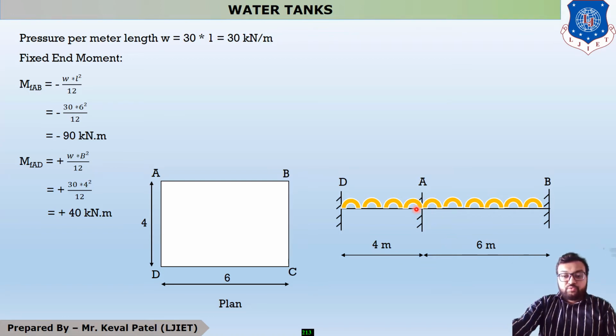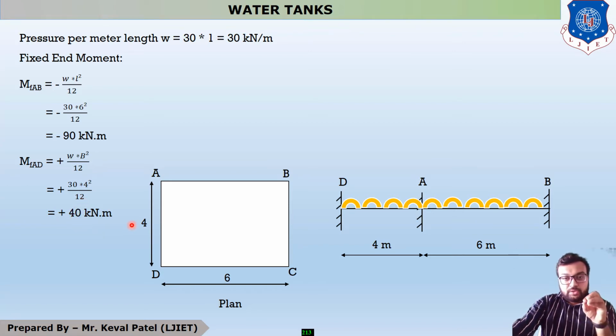Now, whenever we have to design for junction A, one component is AB and the second component is AD. So you can see that this is AD. Now we are moving right to left. Whenever we are moving right to left, the equation is positive WB square by 12, because this is your B and this is your L. Now what is the value of W? The value of W is 30. The value of B is 4, divided by 12. So you will get your answer as 40 kilonewton into meter.